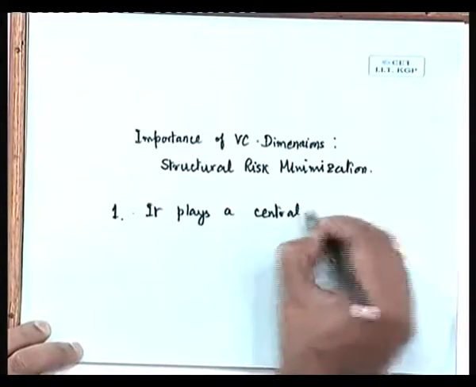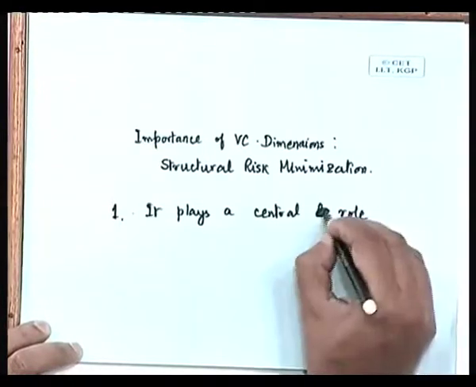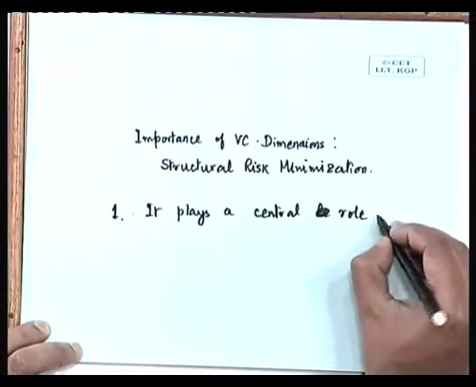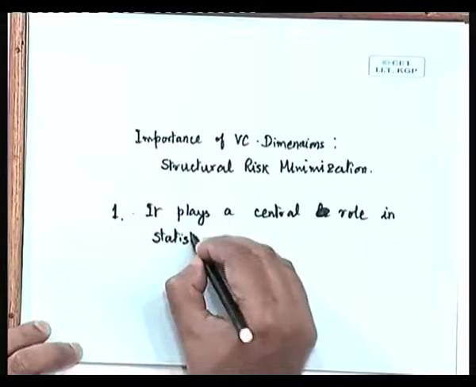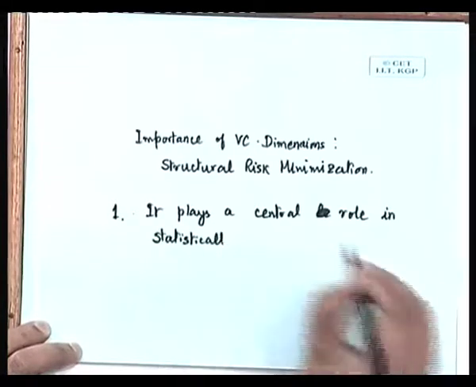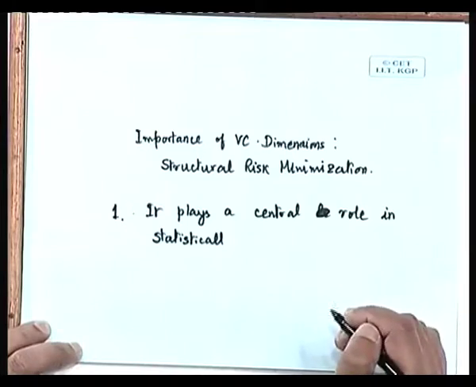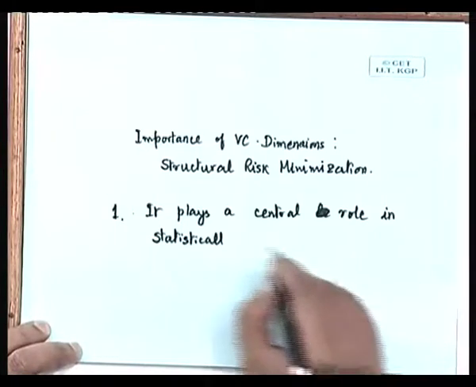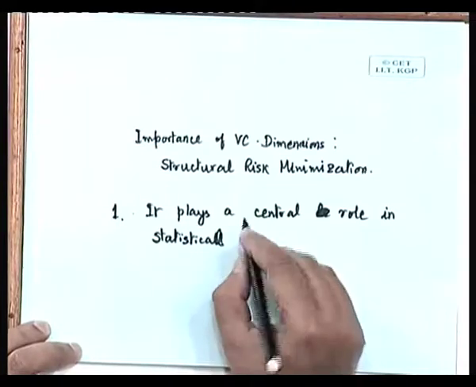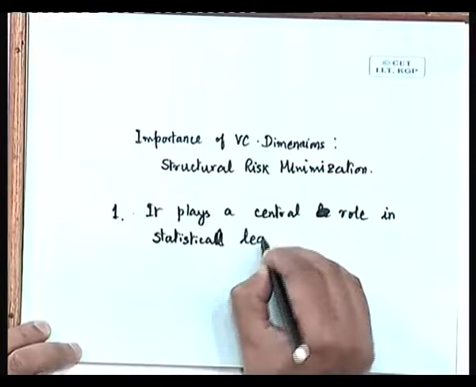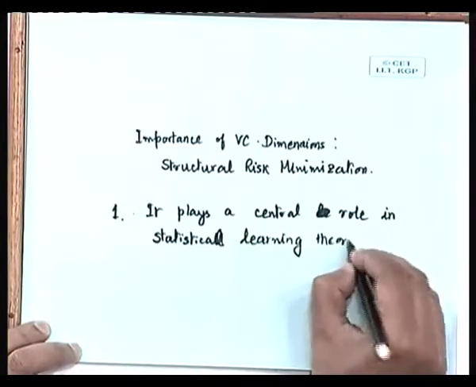In fact, that's what our original discussion was. We are still deliberating on the chapter related to the learning theory, and towards the end of that chapter we discussed the statistical learning theory. This one plays a central role in the statistical learning theory, that is, the first importance of VC dimension.